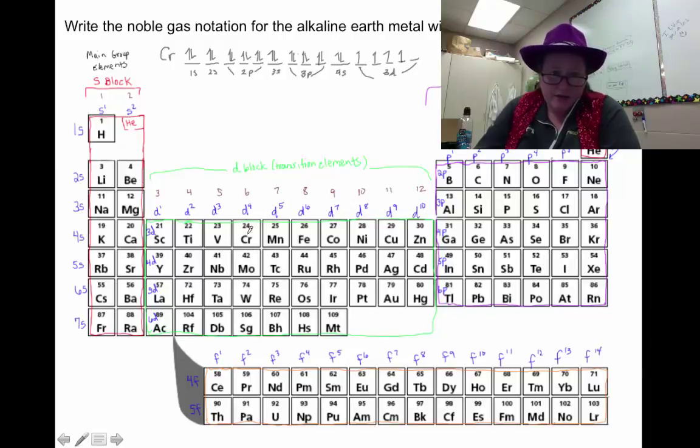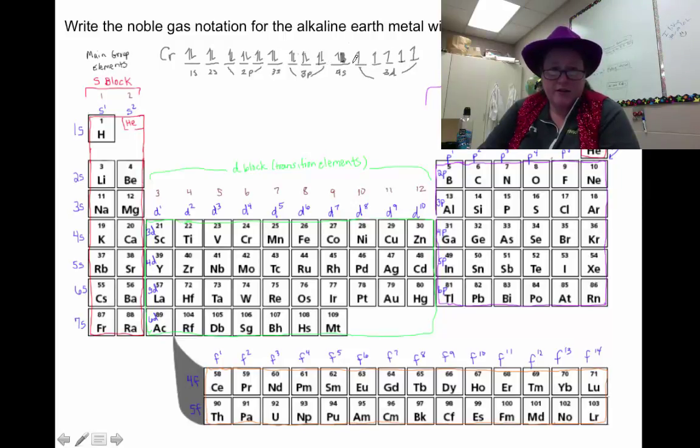And if you look, chromium here would end in 3d4. They have actually discovered that chromium only has 1 s electron. That this s electron is actually in that 5th orbital at that 3d sublevel. And they figure that this element is more stable, having this orbital half filled instead of having only 4 there.